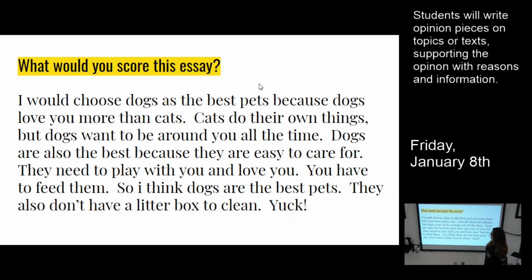How would you score this essay? "I would choose dogs as the best pets because dogs love you more than cats." Okay? "Cats do their own things, but dogs want to be around you all the time." Okay? So we clearly know their opinion is dogs are the best pets. And they gave a counter argument about cats because cats do their own things. "Dogs are also the best pet" - so we have another example - "because they are easy to care for. They need to play with you and love you. You have to feed them." So it's giving more details about dogs.